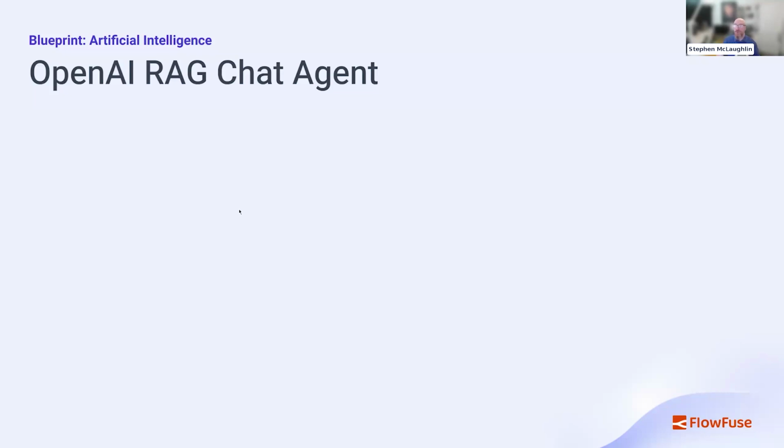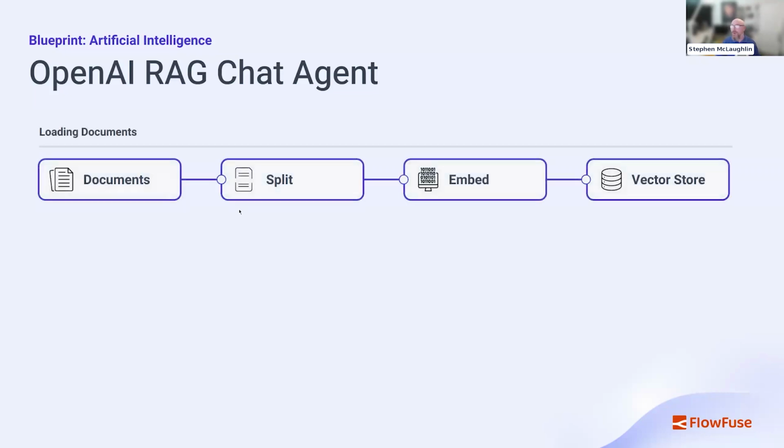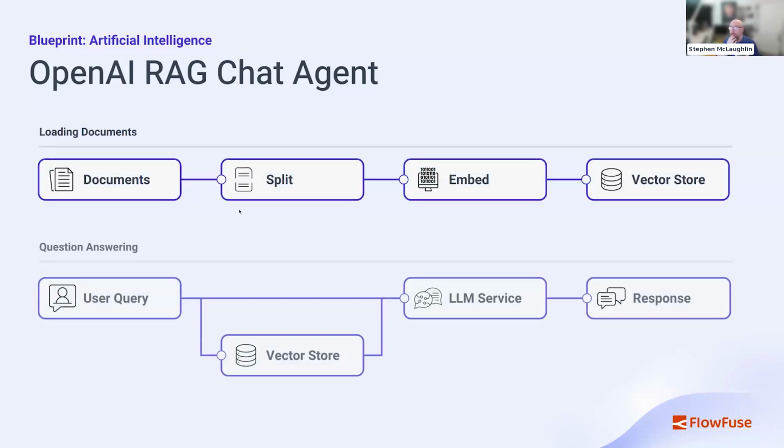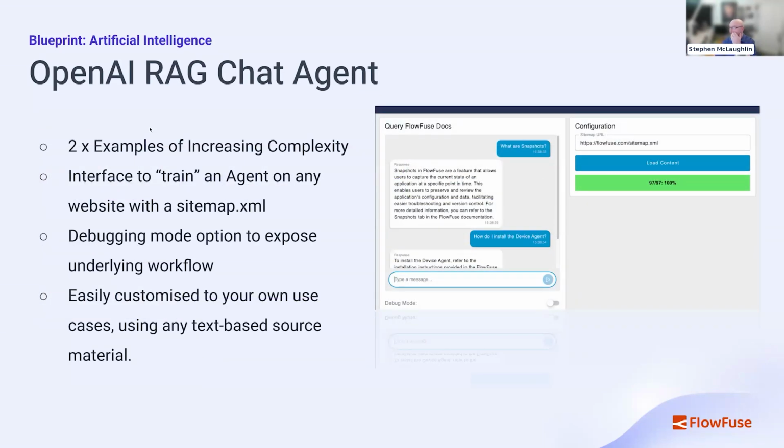I won't concentrate too much on the details, but we have listed them out here. You can take a quick look at that, but it's using RAG, retrieval augmented generation. And this is a very basic flow chart of what it does in the background. This set of flows takes your documents, splits them, embeds them, and puts them in a vector store. When you ask a question, it takes the vector store to the LLM service and we get a response. And that's what it looks like.